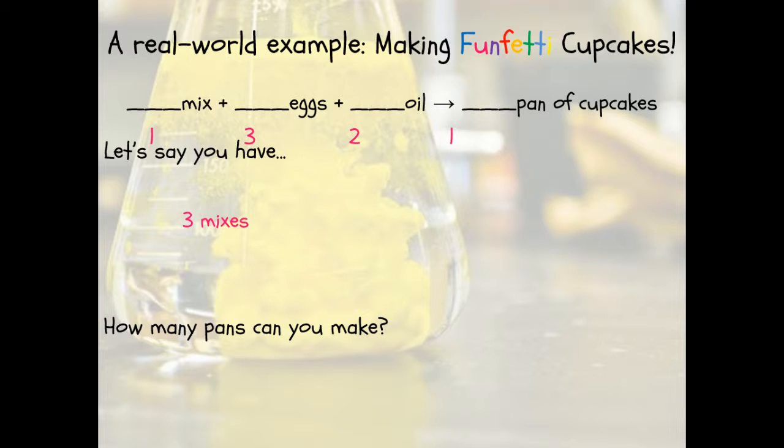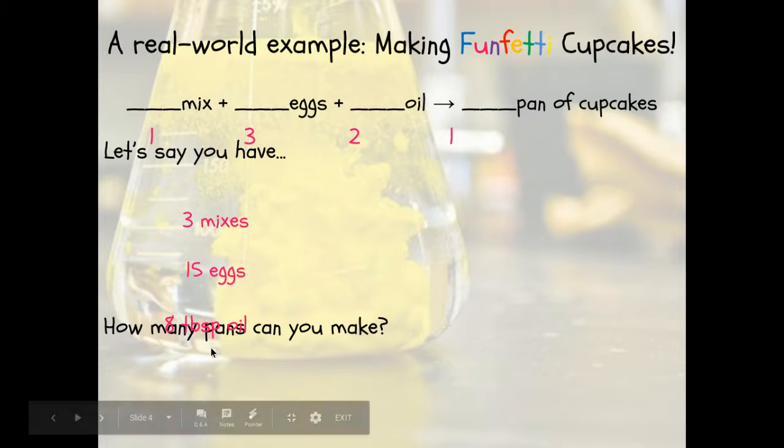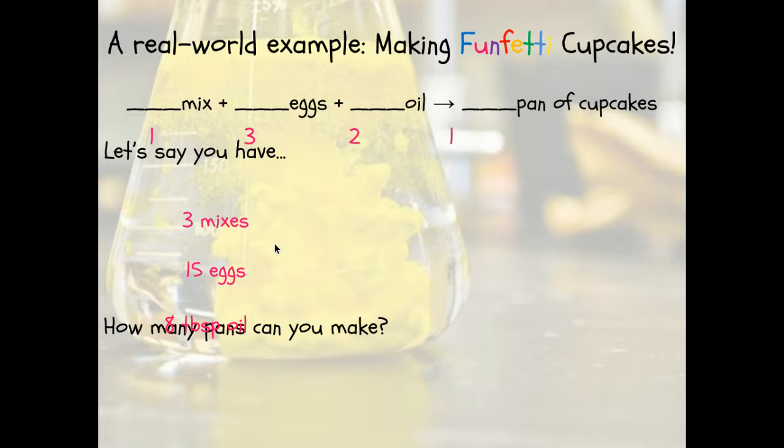And if you want to get better in cooking, you need to have a better understanding of chemistry. Anyway, so let's say that in my pantry, I actually have 3 bags of mix. I have 15 eggs available, and I have 8 teaspoons of oil. That's all I have. That's it. I don't have any more unless I go to Walmart and steal someone's lunch money.